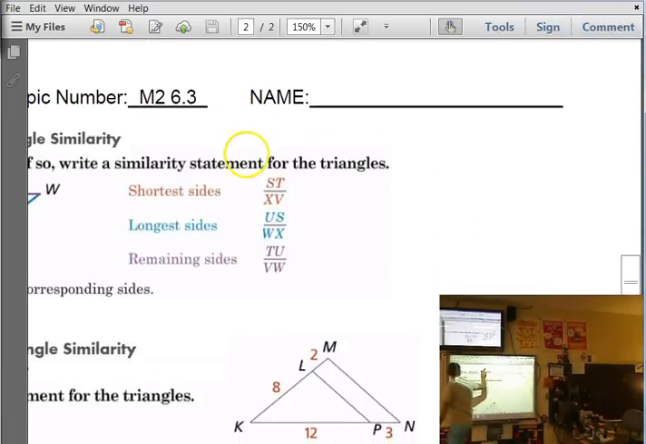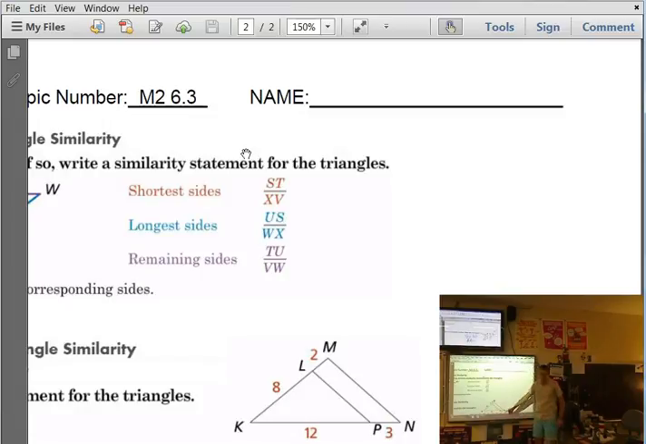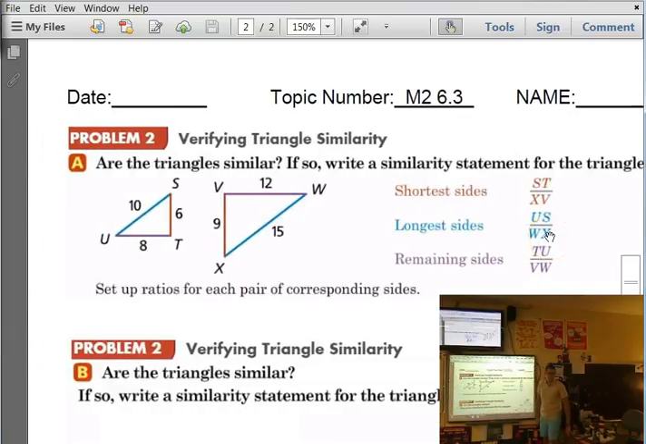So move on to the back here. If we can set up a similarity ratio and prove the ratios are the same for all three relationships, short to short, long to long, and the middle, which they call our remaining side, we can prove the similarity. So this is if I only have lengths and I have all of them, we can set up short compared to short, long compared to long, and the remaining sides, as long as we make sure that we stack the same every time.